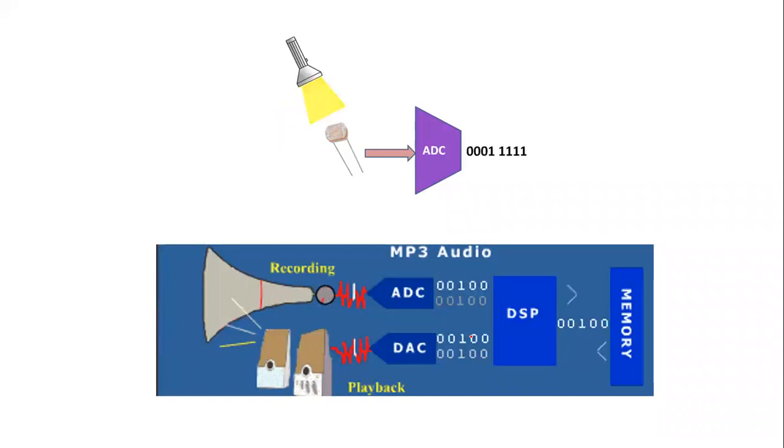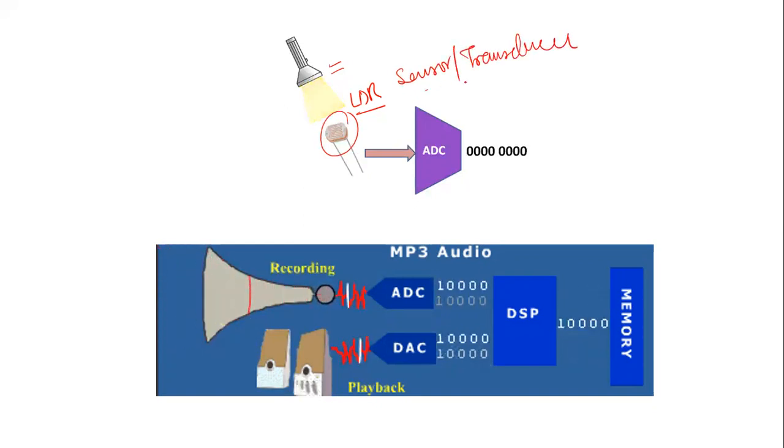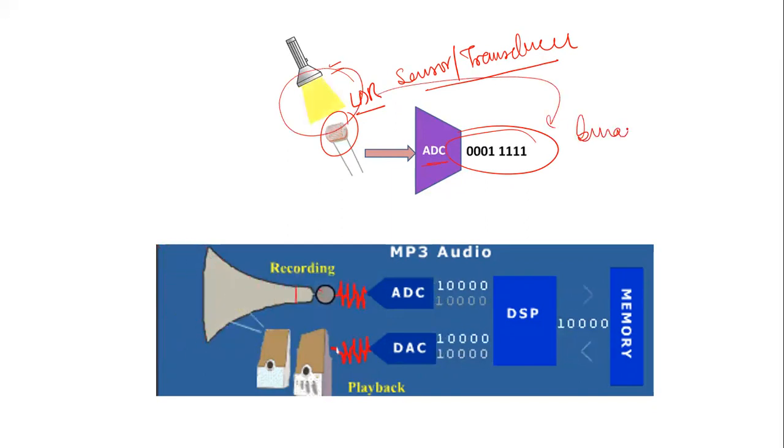Now you can see in this particular diagram, through an animation, this torch is putting some light. Light is analog information, so it is putting some light on this LDR. LDR is a light dependent resistor, or light detecting resistor, you can say. This is a sensor and transducer basically, right? The output of this LDR is fed to the A to D converter, and the A to D converter is converting this light information to the binary equivalent, right?